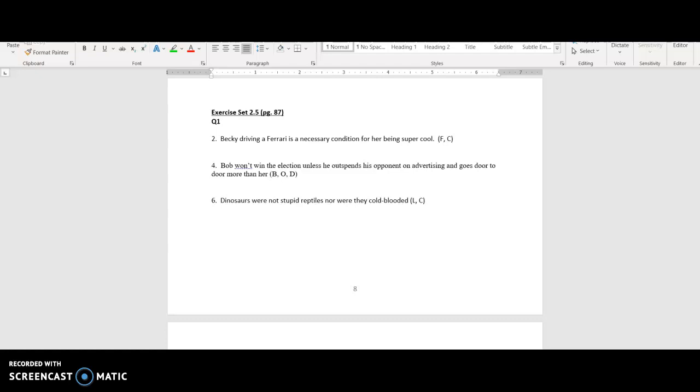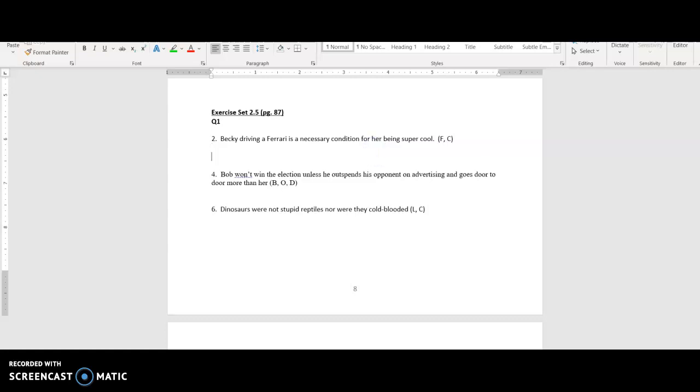Exercise 2.5. Again, I'm going to do some of the even numbered problems since the odd numbered ones are assigned for homework, or at least some of the odd numbered ones are assigned for homework. I'm not going to do all of them this time. I'm just going to pick some of the ones that are tricky or have key points that you need to know. So number 2 has this notion of a necessary condition.